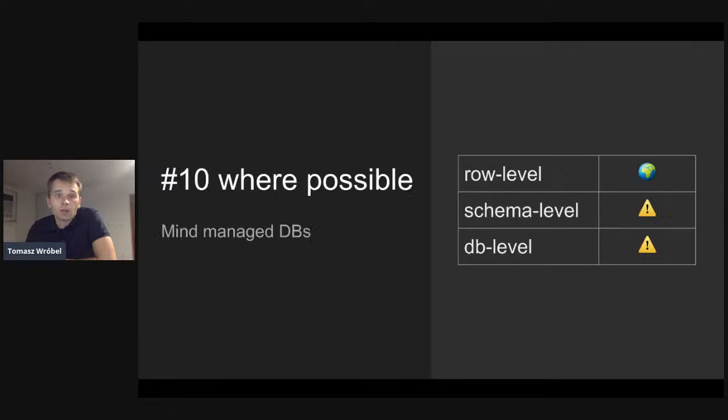Okay, where is the approach possible? So row level is basically possible everywhere. It's just a classic approach to database design. But schema level and DB level, you need to be careful and check whether you can do it on your DB setup, especially if you're on some cloud-hosted DB or on a managed DB. Can you perform all the operations like creating schemas or creating databases? That's the stuff worth checking.